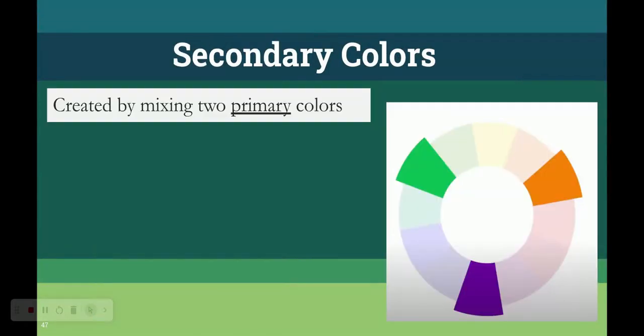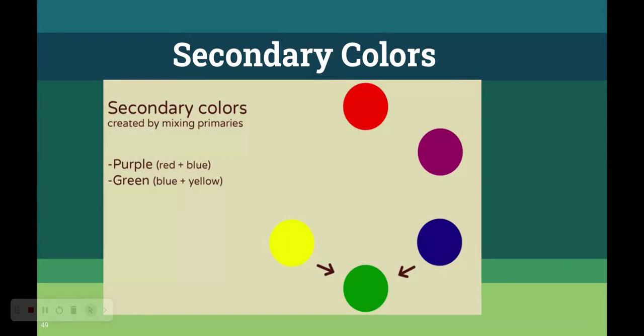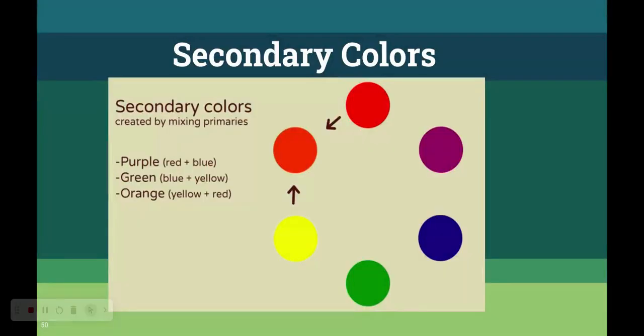Secondary colors, they are created by mixing two primary colors. Now these you can mix using your own paint. You can also buy these colors from the store. So to create purple or violet, we mix red and blue. To create green, we mix blue and yellow. And to create orange, we mix yellow and red.